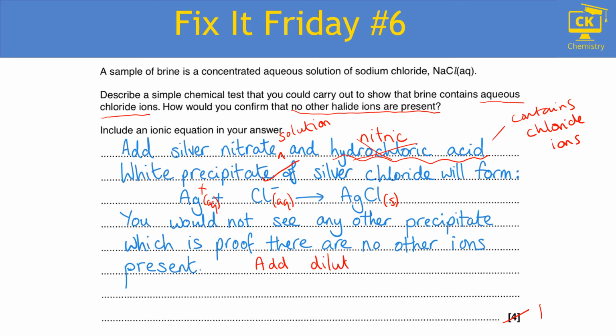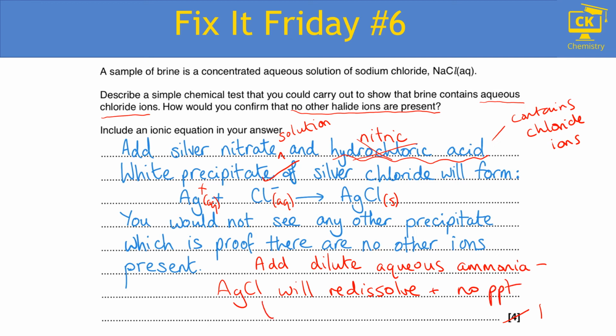dilute, and again aqueous, so be sure on your states, it's normally aqueous, ammonia. See what you would see: silver chloride will redissolve and there will be no precipitate left. You can say that because silver bromide is cream, and if there was just a small amount of silver bromide formed, you might not see it alongside a larger amount of white silver chloride.